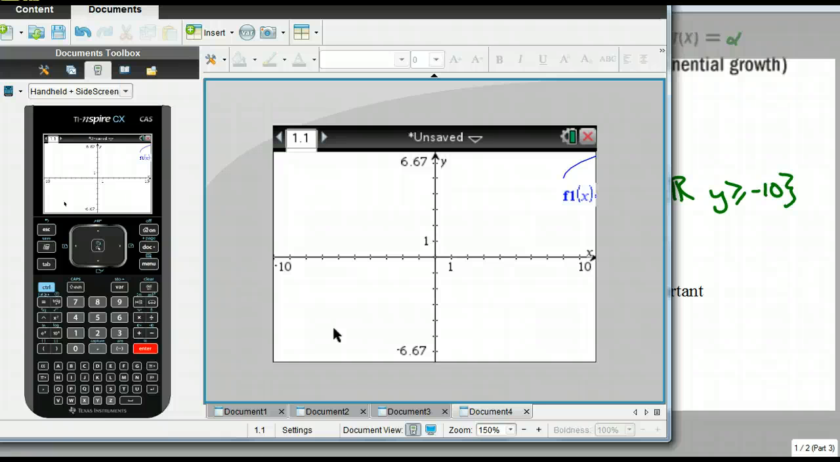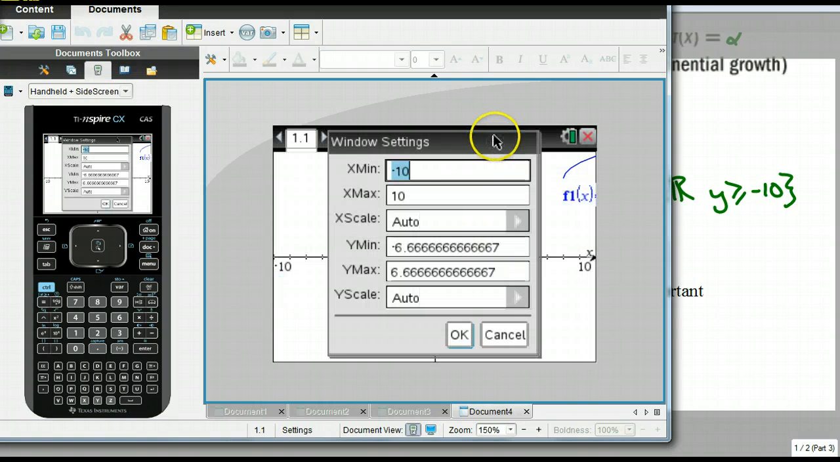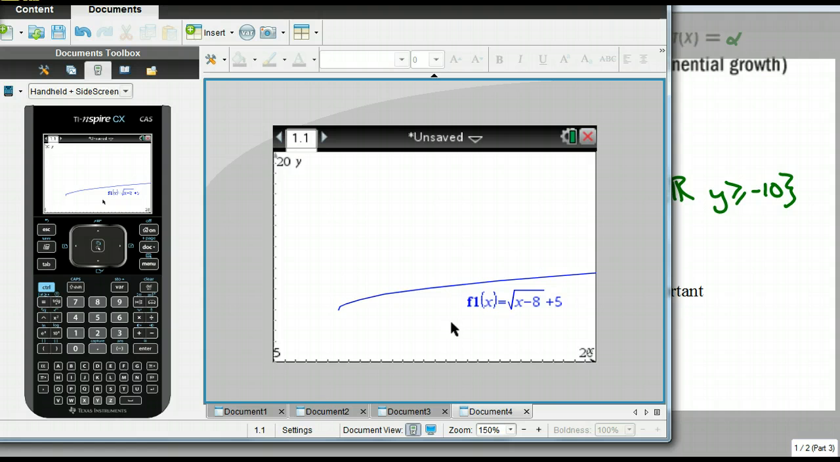So if you change the settings on this, so if we go to menu, window zoom again, window settings, you know that your minimum should be at most, say a positive 5, and you might want to go up to a positive 20. And then your y should be all positive, so we'll do 0. And then go to like 20. Okay, so there it is.